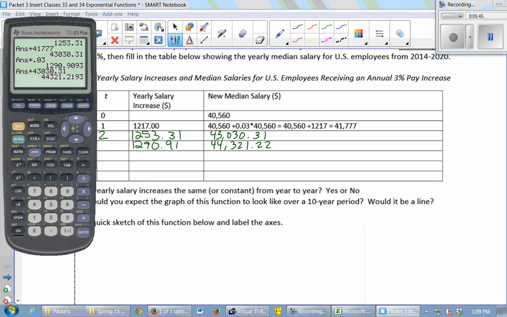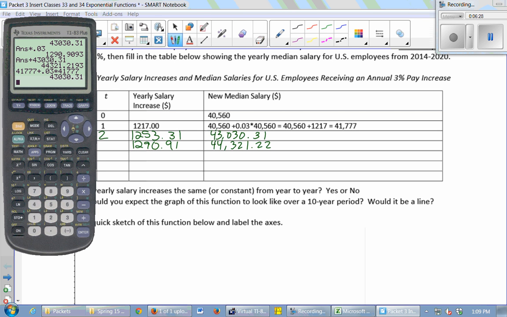Where'd I lose you, Joe? Mm-hmm. Yep. You got a different answer? So in the next line, the 40,560s should be replaced with 41,777s. So if you do 41,777 plus 0.03 times 41,777, you get 43,030.31. You did addition before the multiplication? Okay.